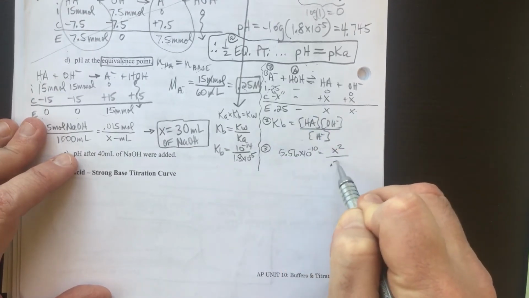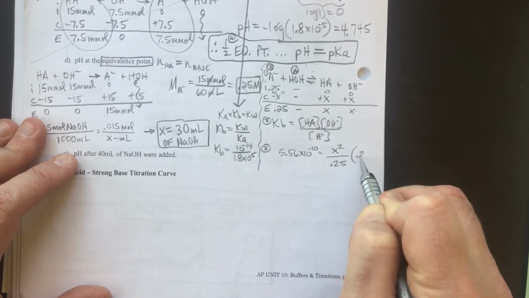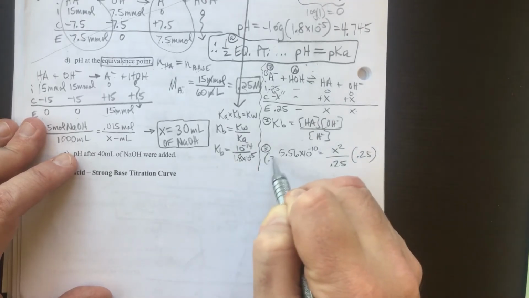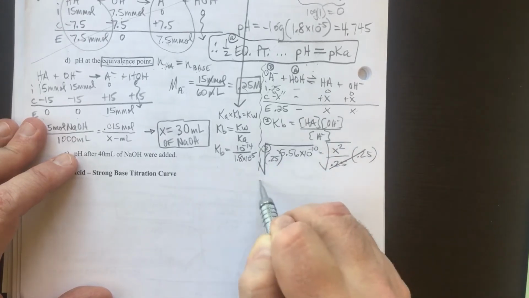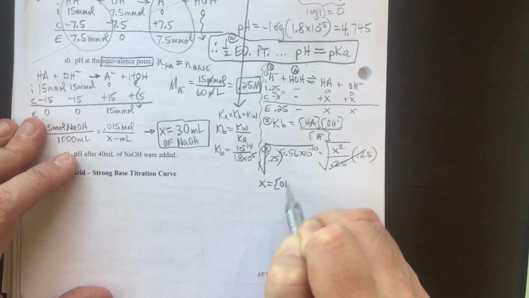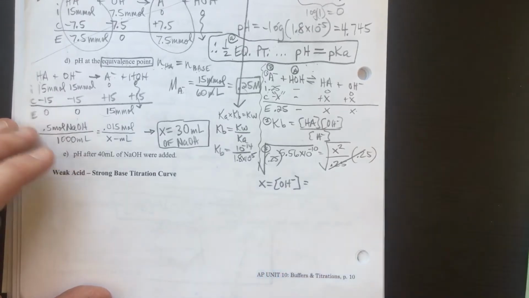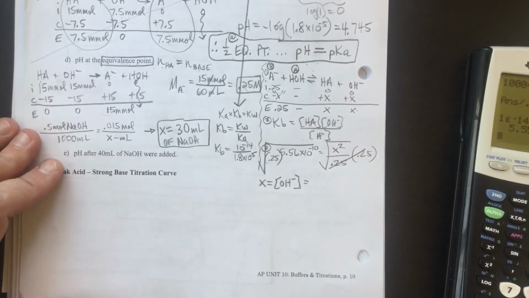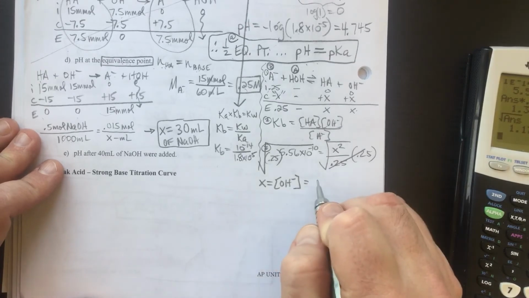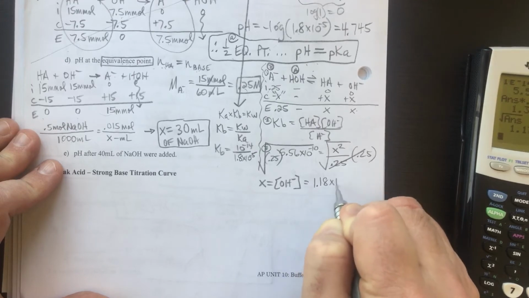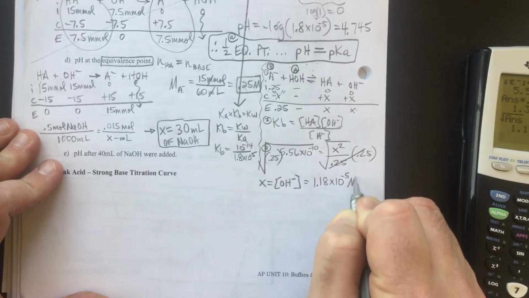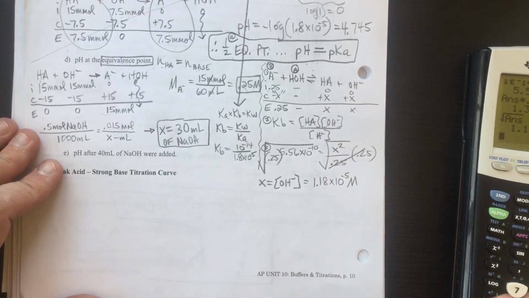The anion is 0.25 molar. So now it's just a matter of algebra again. Multiply by 0.25 on either side and square root. And so we end up with x, the hydroxide, which equals... so hopefully I hit the buttons right. It looks right. So I'm getting 1.18 times 10 to the negative 5 molar hydroxide. So that's our third step.